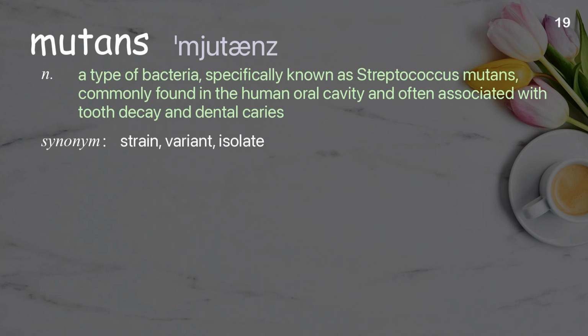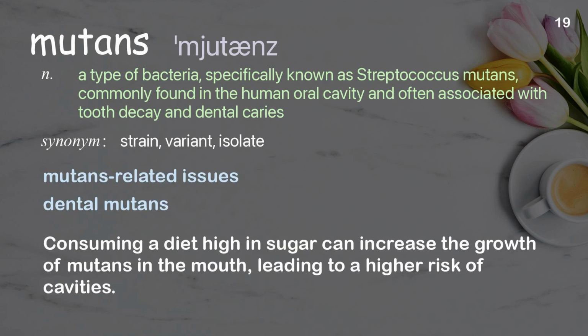Mutants. A type of bacteria, specifically known as Streptococcus mutans, commonly found in the human oral cavity and often associated with tooth decay and dental caries. Examples: Mutants-related issues. Dental mutants. Consuming a diet high in sugar can increase the growth of mutants in the mouth, leading to a higher risk of cavities.